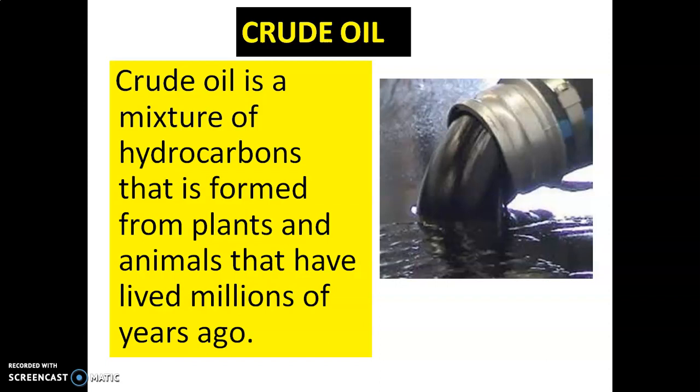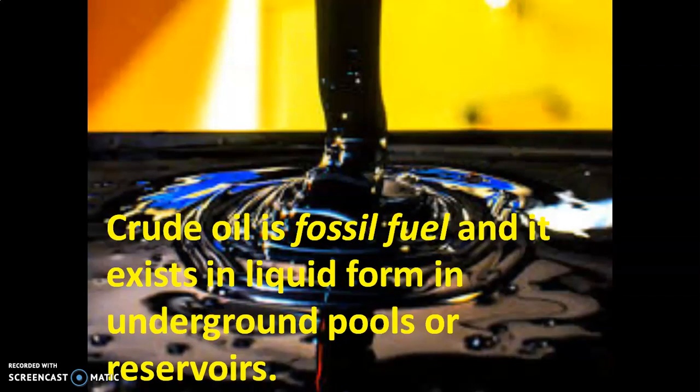The crude oil we have today is formed as a result of the remains of the plants and animals that lived millions of years ago. They died, they were buried, they decayed, and with time they became hydrocarbons that we call crude oil today. And that is why I say crude oil is a fossil fuel and it exists in liquid form in underground pools or reservoirs.